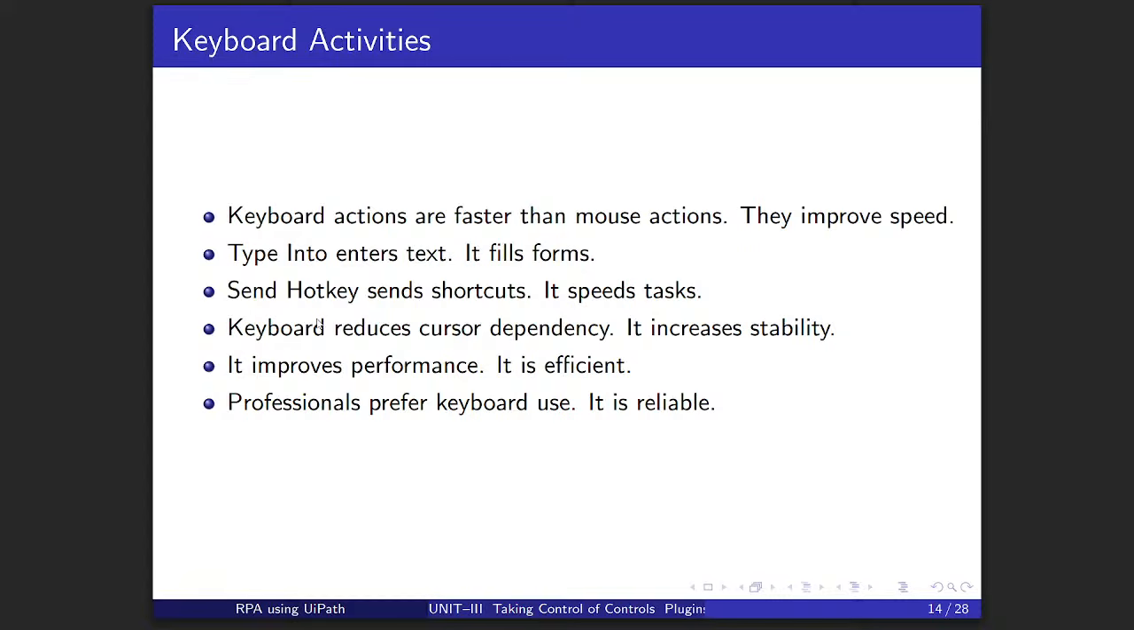So professionals prefer keyboard shortcuts whenever possible to improve speed and reduce errors. For example, using Control C and Control V instead of clicking the mouse, right clicking and copy pasting, which is very easy using the keyboard. Many industry professionals also use these keyboard activities for robots to minimize errors.